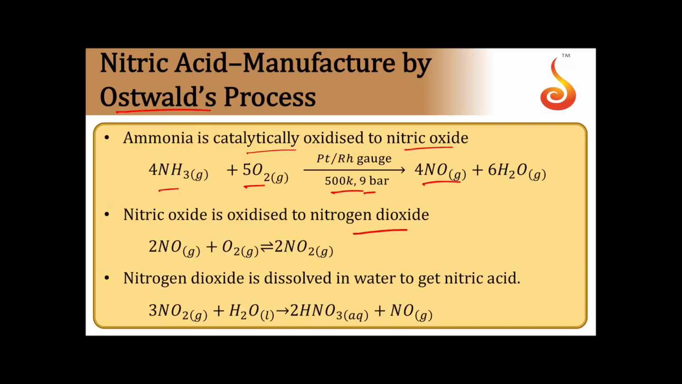And nitric oxide is further oxidized to nitrogen dioxide. So NO plus O2 gives rise to NO2. NO2 is now dissolved in water to get finally HNO3. So ammonia is oxidized to nitric oxide. Nitric oxide is further oxidized to nitrogen dioxide that is finally dissolved in water to get HNO3. These are the principal reactions taking place.